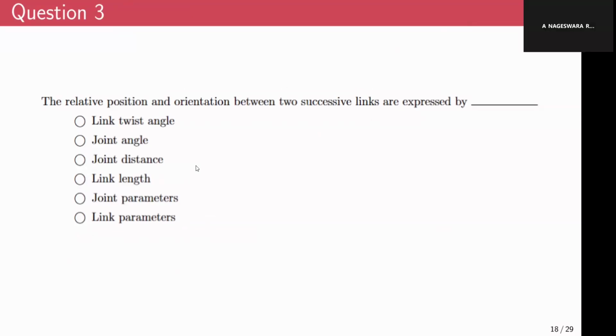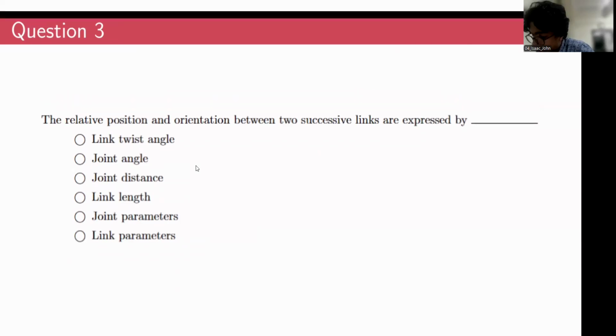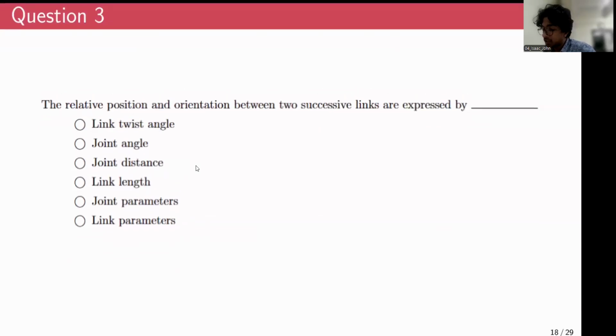Okay, moving on to question 3. The relative position and orientation between two successive links are represented by link twist angle, joint angle, or joint twist. The question says relative position and orientation. It's asking both.